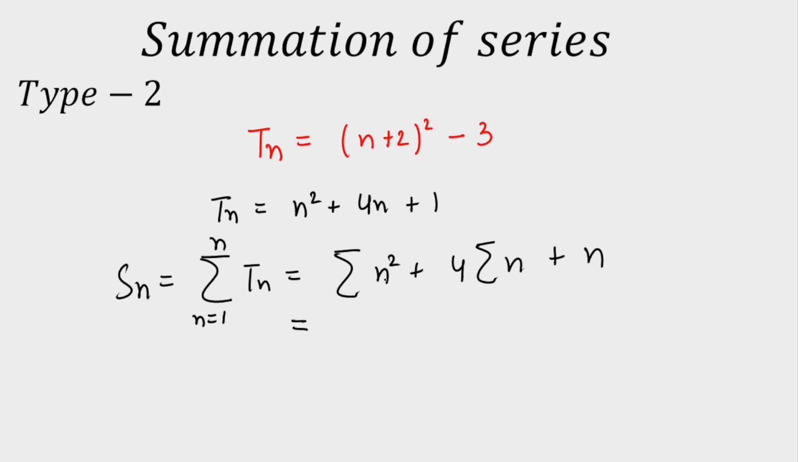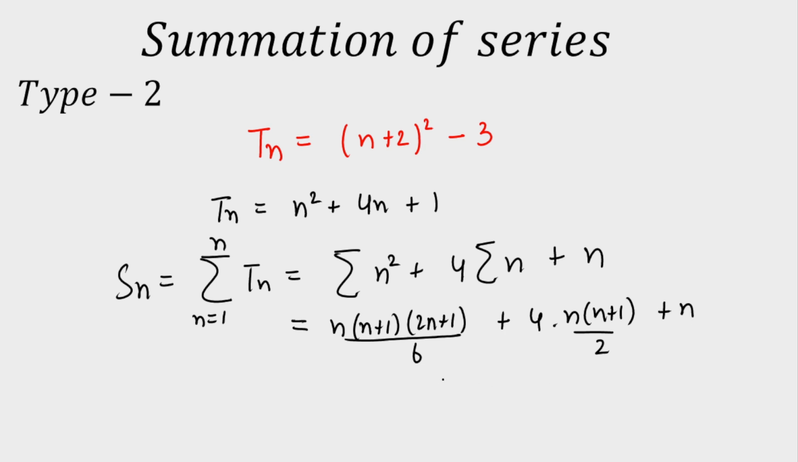So this will be equal to, we know summation of n square is n into n plus 1 into 2n plus 1 divided by 6, plus 4 times n into n plus 1 divided by 2, and then plus n. So this will be our final answer for this question.